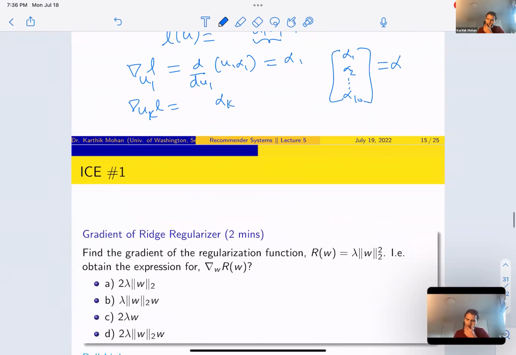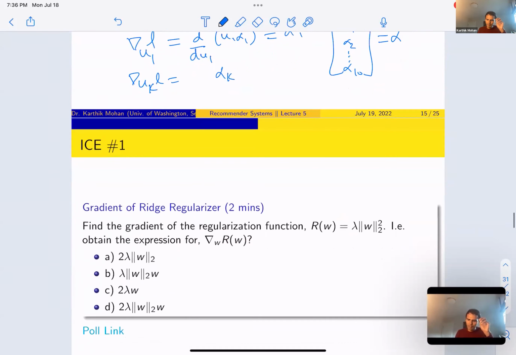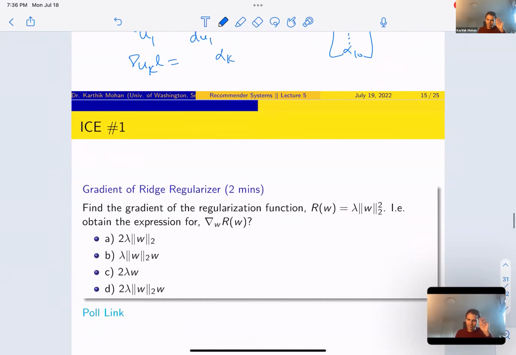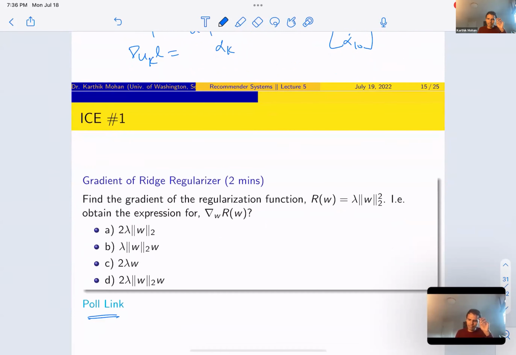How many of us have looked at the ridge regularizer before in some previous course? Maybe we can do a quick exercise on this. Here's a poll link for it. This is ridge regularization, which is basically the L2 norm squared. And there's also a lambda here. So it's lambda times the L2 norm squared of W.